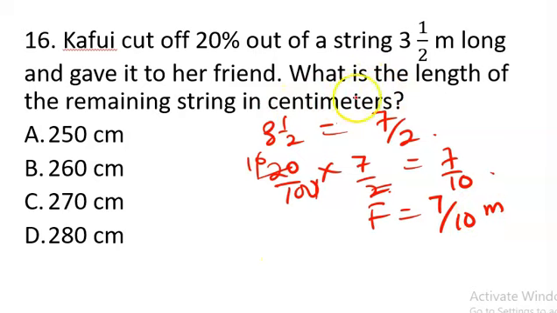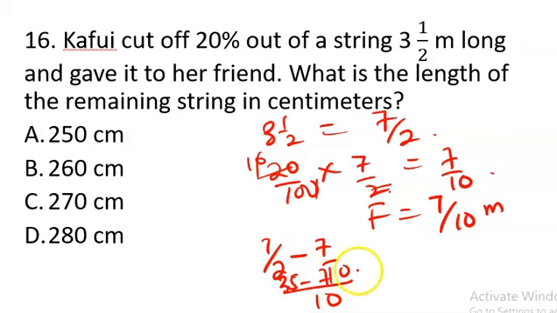And what is the length of the remaining string in centimeters? So we have 7 over 2 minus 7 over 10. You find the LCM, which is 10. 5 times 7 is 35, minus 7, and this is 28 over 10. So you have 2.8 meters.